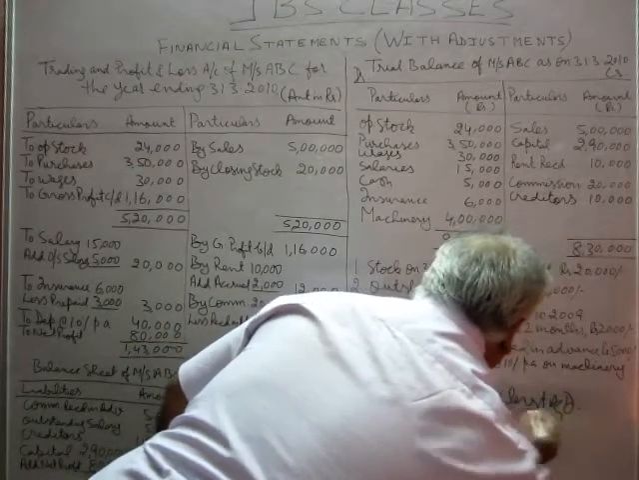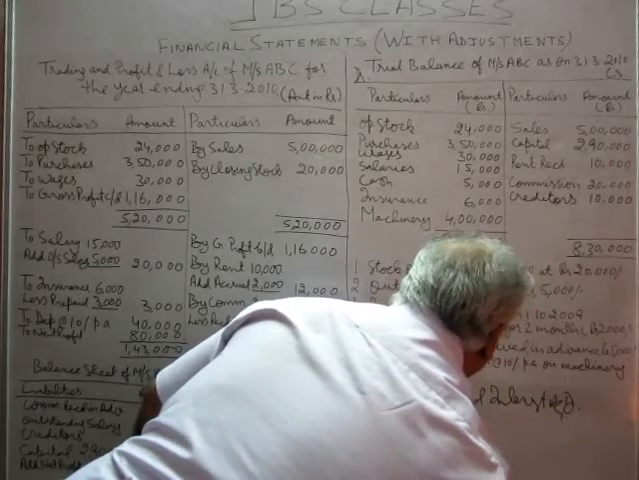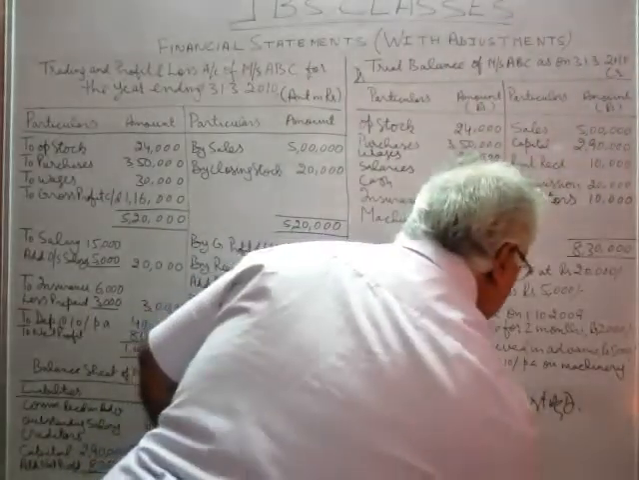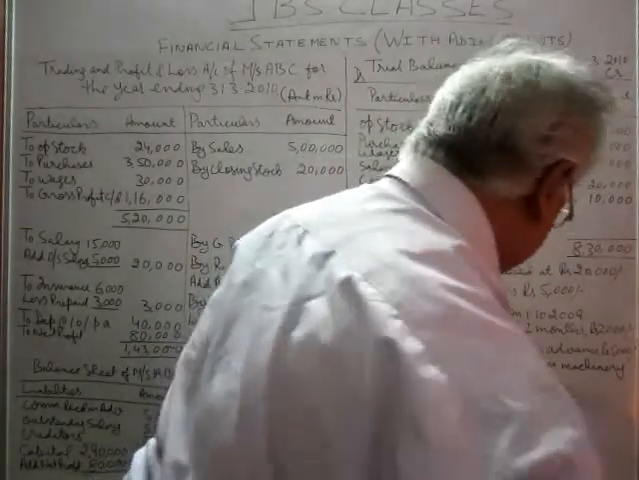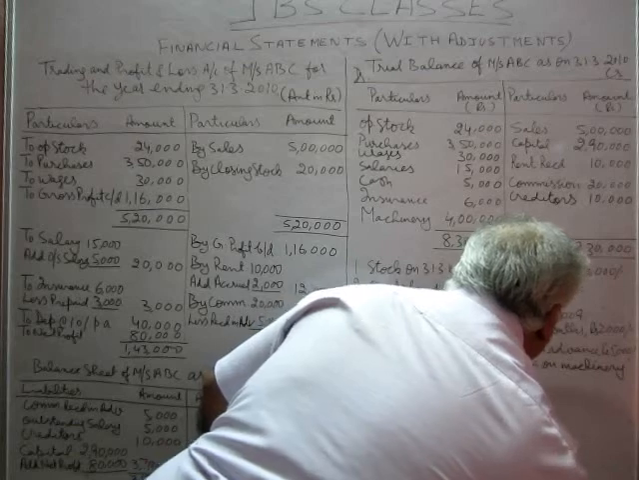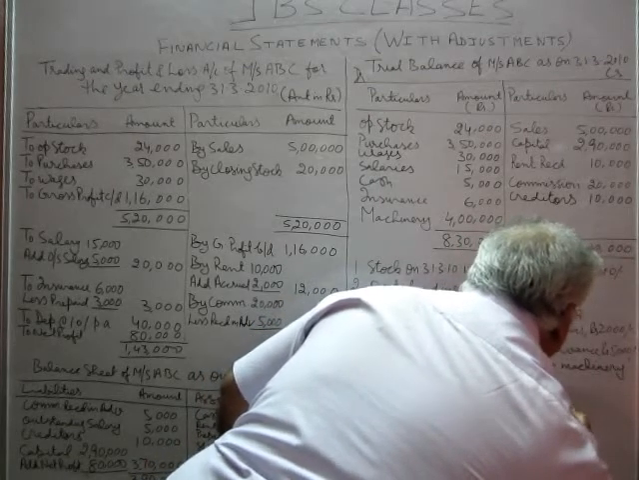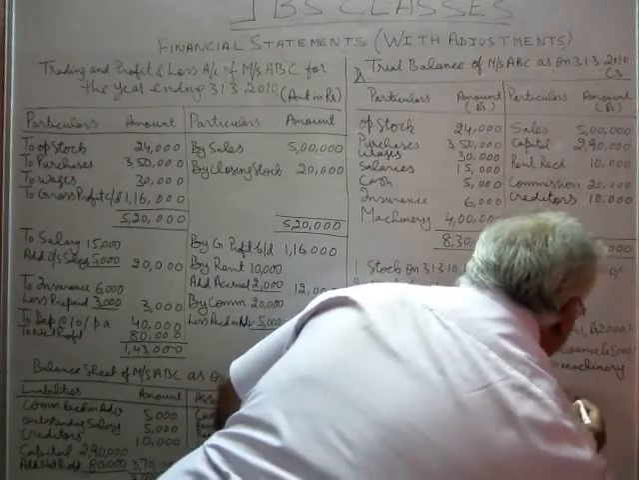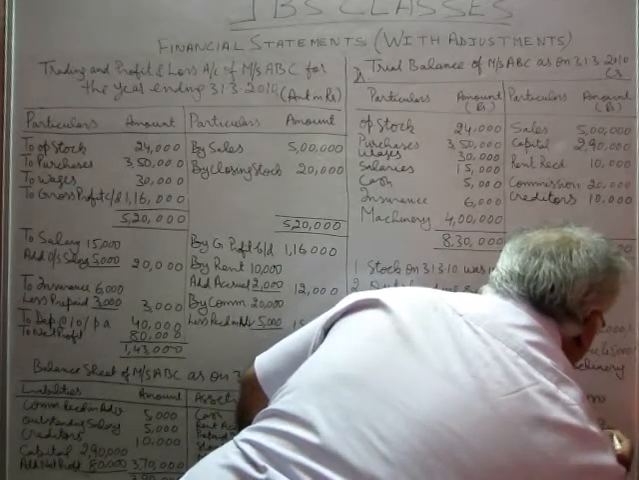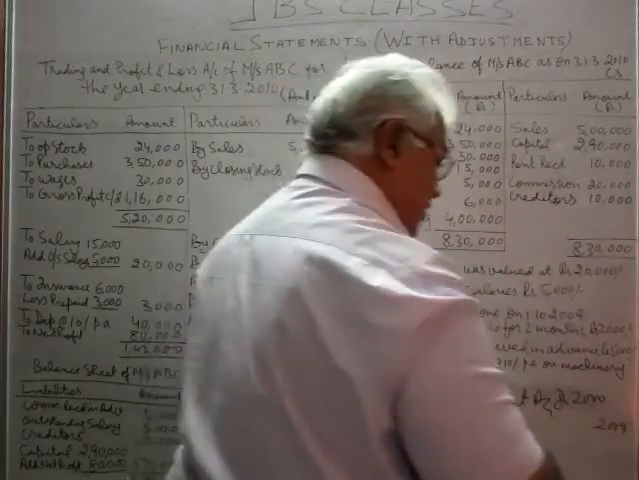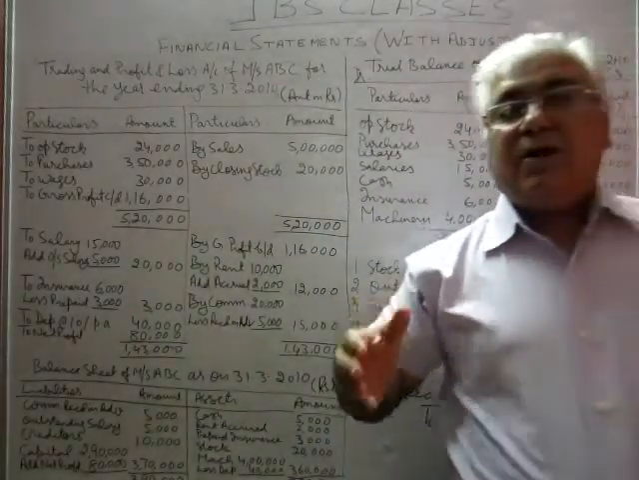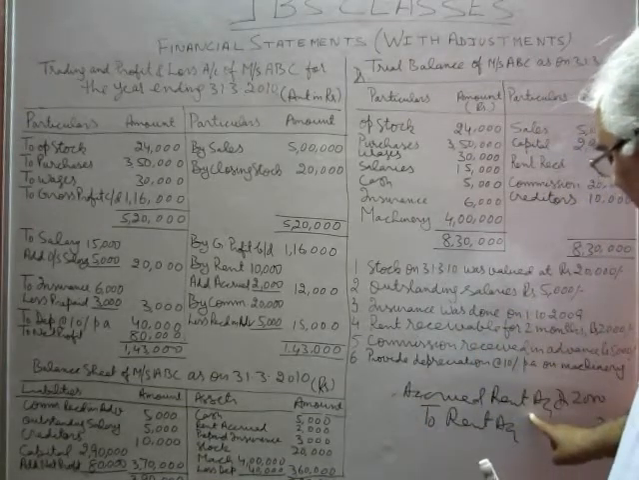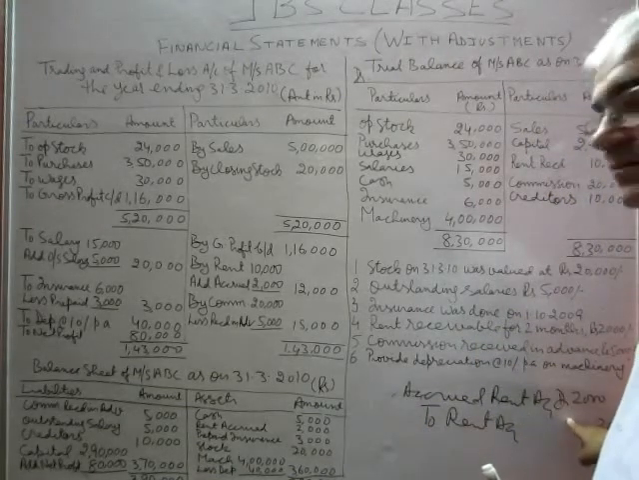Accrued rent account debited to rent account, 2,000 rupees. This means what? We are increasing our income on account of rent by 2,000 and creating an asset, accrued rent of 2,000 rupees.